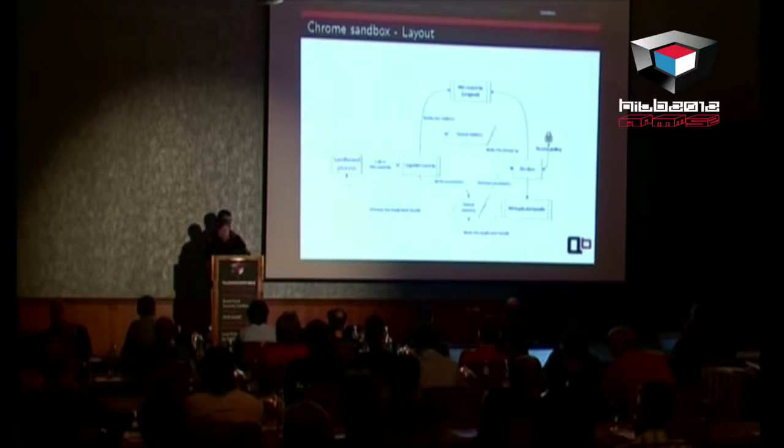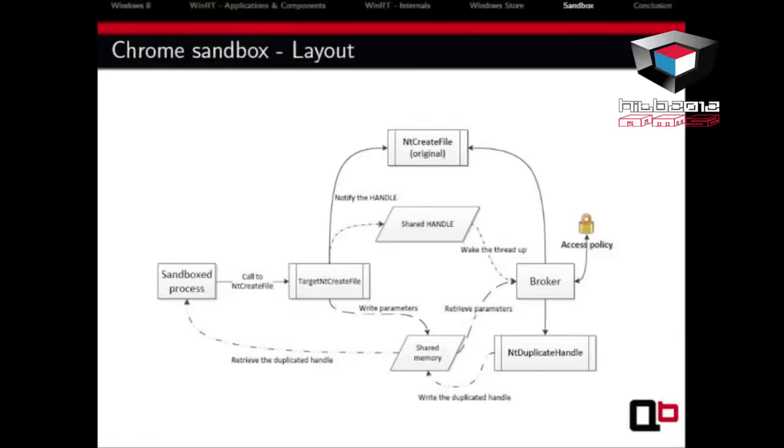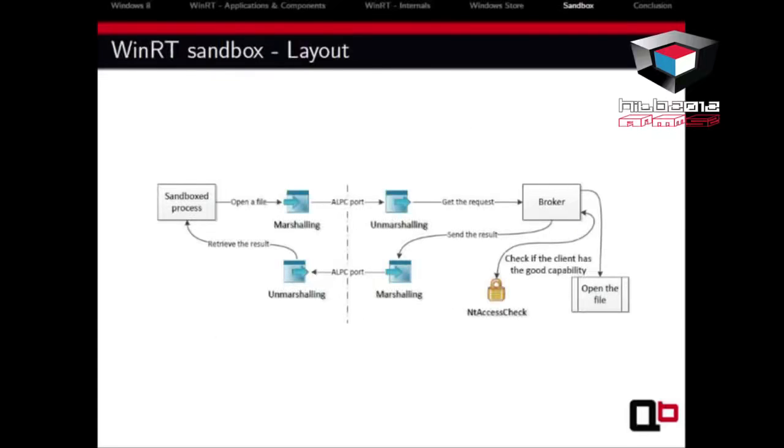On the broker side, it will retrieve parameters through the shared memory, check with its own access policy whether the sandboxed process is allowed to perform the call, and then call NtCreateFile with its own rights. Finally, if the function succeeds, since every process has its own handle table, it has to duplicate the handle and write it to the shared memory to give it back to the sandboxed process.